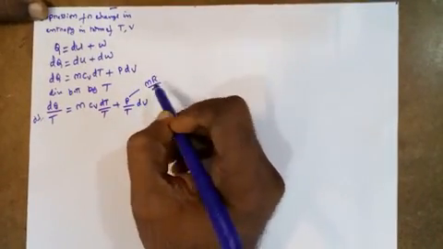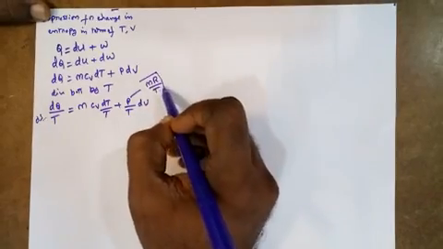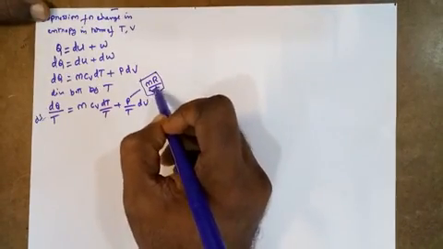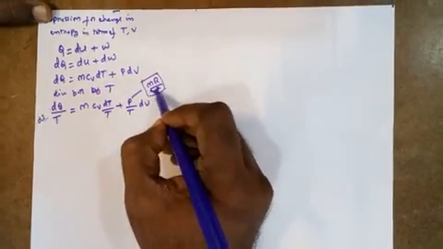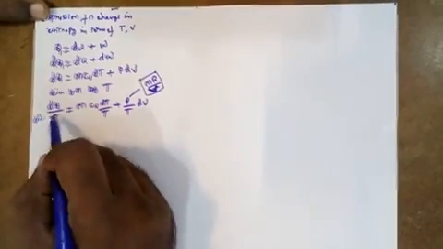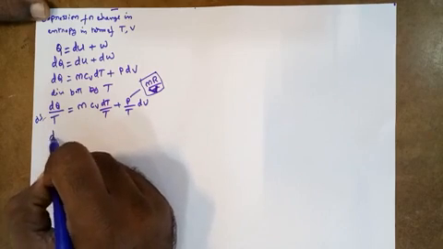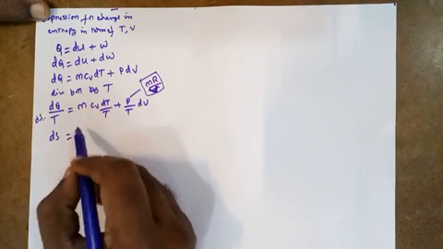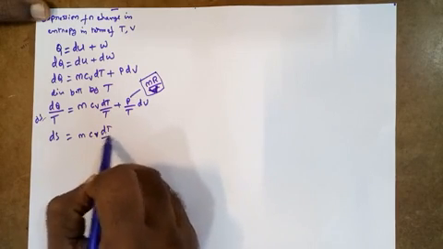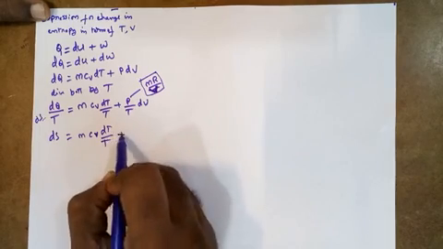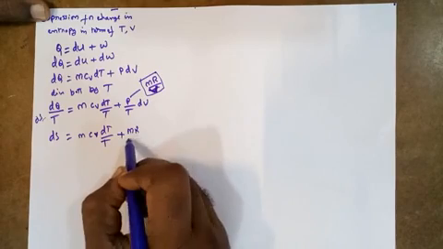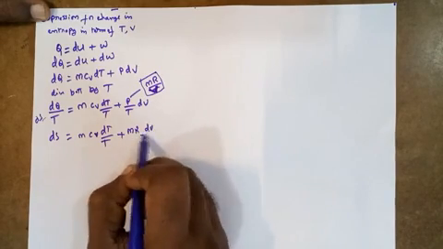It is from the gas equation, that is PV is equal to mRT. So from this, dQ by T is equal to dS is equal to m Cv dT by T plus mR dV by V.